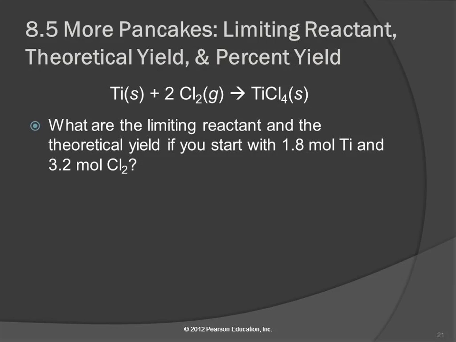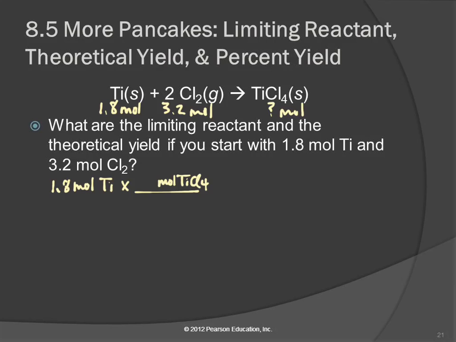So I'm going to write the amounts under their formulas, 1.8 moles of that, and 3.2 moles of this. And what I'm trying to find is the moles of product. Sometimes there's more than one product, and then you want to be sure you're calculating the right product. So I'm going to take 1.8 moles of titanium, and I want to figure out how many moles of product, titanium 4 chloride, that could make. So I'm going to multiply by moles of product and divide by moles of my reactant.